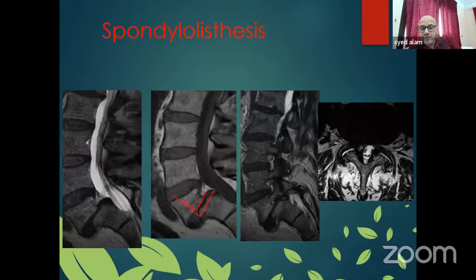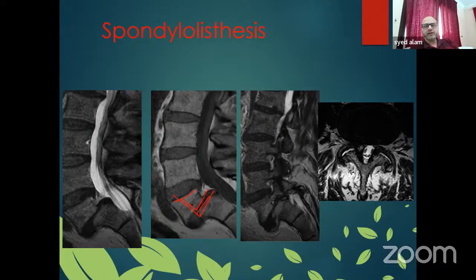We should always go from the base up, not from up to down, because the lower is the stable segment. So for L5, S1, we have to go from L5. For L4, L5, we have to go from L4. So this is the Meyerding method of spondylolisthesis, forward displacement.